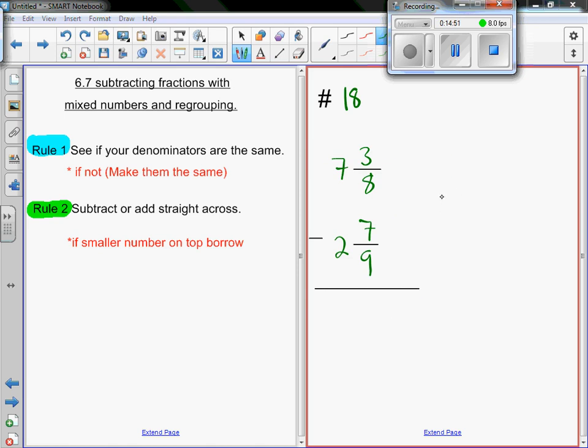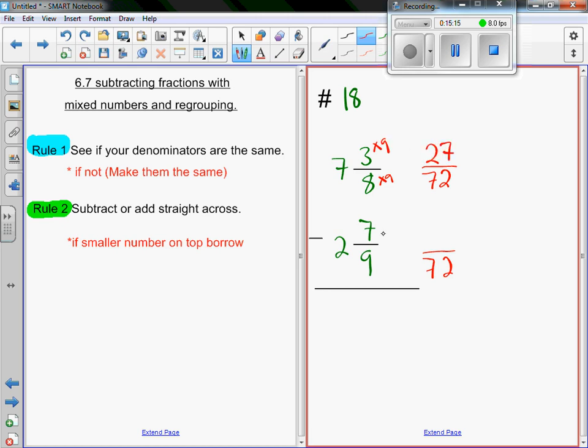Alright, this is the last one for this assignment. 8 and 9, are they the same? No, they're not. We need to find a common denominator. In this case, the easiest thing would be to multiply 8 times 9, which is 72. 72, they both can fit into. Okay? To do that, I have to multiply 8 by 9, which means I have to do the same thing to the top. 3 times 9 is 27. 9 times 8 is 72, so 7 times 8 is 56. Okay? I just took care of that. I know it's tough, but it makes the denominators the same, and that's what we need to do.